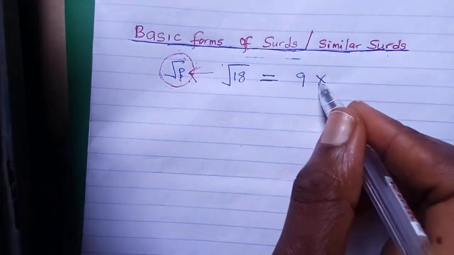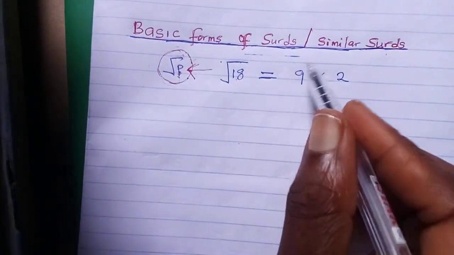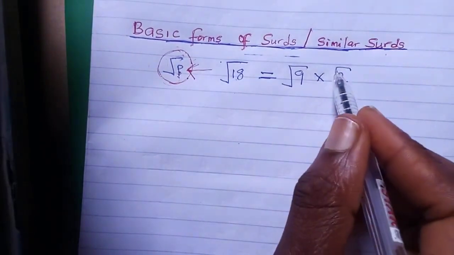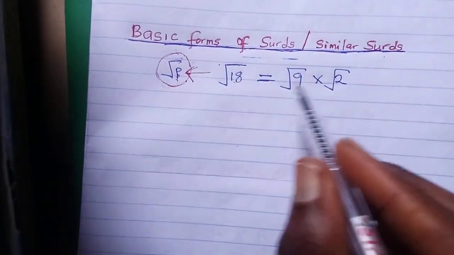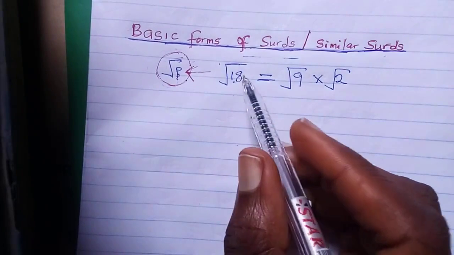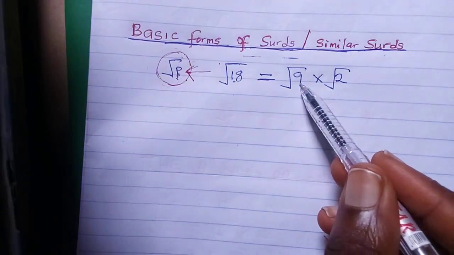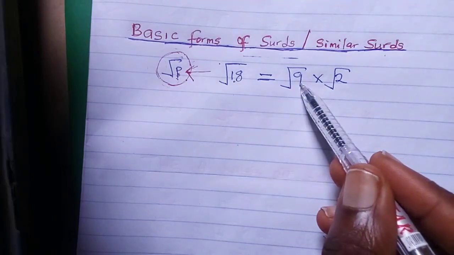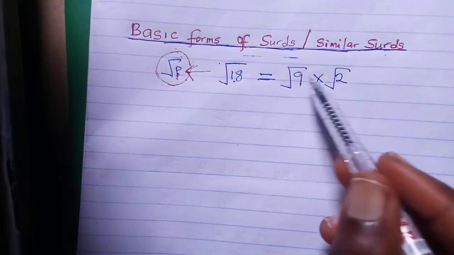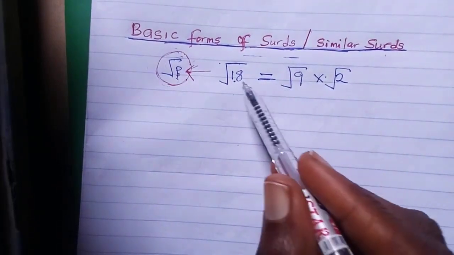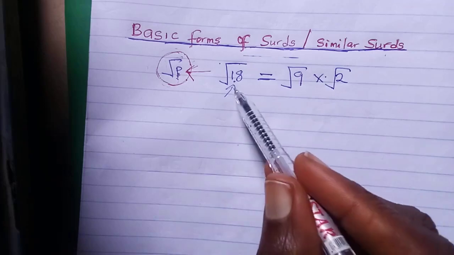9 times 2 can give me this 18. So root 9 and root 2 will give me root 18, because 9 times 2 is going to give me 18. Now, because one of the numbers is a perfect square, 9 is a perfect square, this very root 18 is not a basic surd.